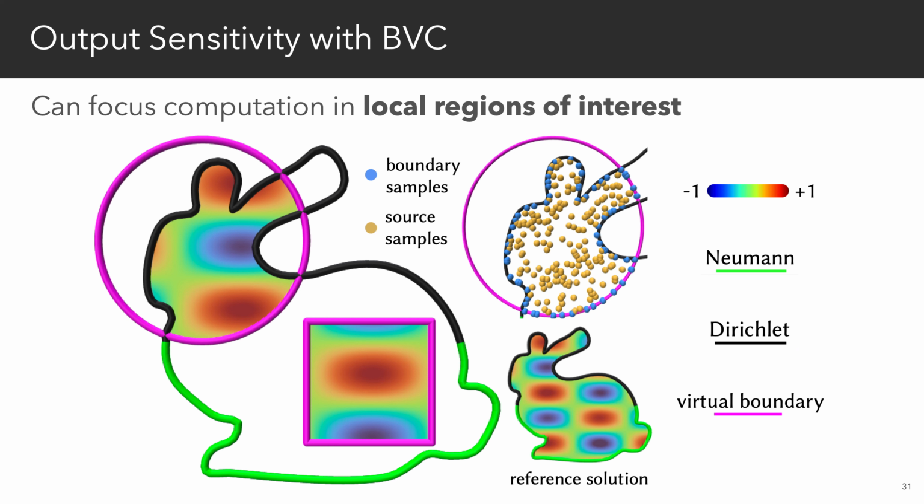We additionally can focus computation on local regions of interest by estimating both the unknown Dirichlet and Neumann values on the boundary of a smaller subdomain. This is quite different from BEM because BEM has to perform a global solve over the entire boundary.